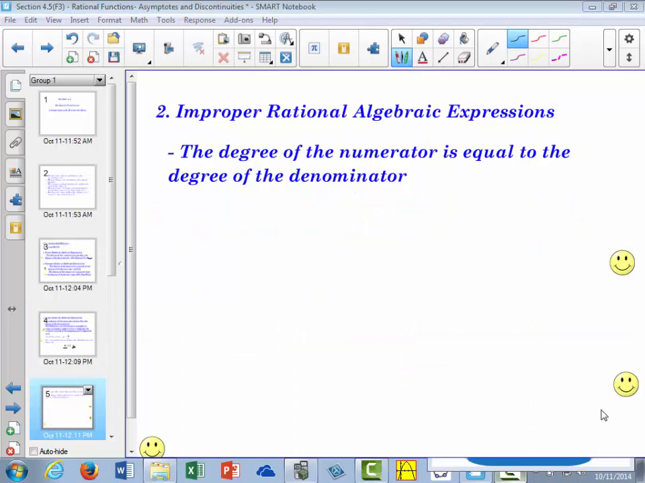Let's take a look at a second case, where the degree of the numerator is equal to the degree of the denominator. And in our great battle lingo, we say that that's a tie.